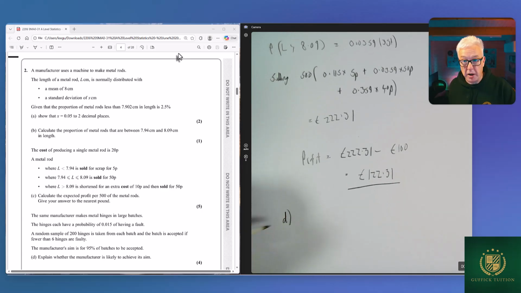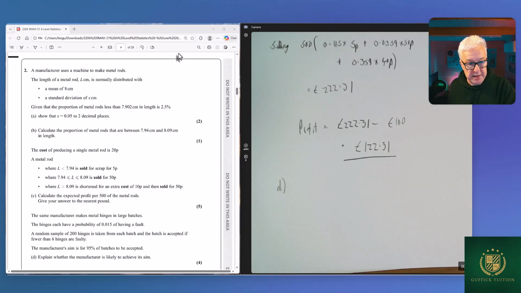And then the last bit, part D, what does it say? It says the same manufacturer makes metal hinges in large batches. The hinges have a probability of 0.015 of having a fault. A random sample of 200 hinges is taken from each batch, and the batch is accepted if fewer than 6 of the hinges are faulty. The manufacturer aims for 95% of the batches to be accepted.